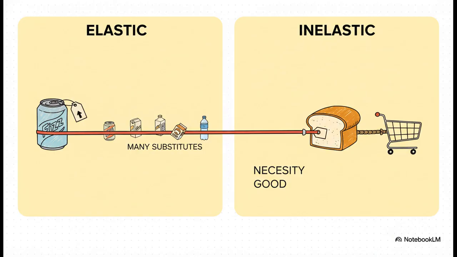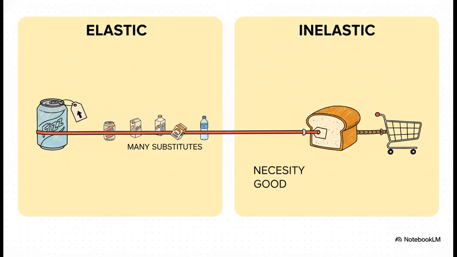This whole idea really splits into two big categories. So, on one side, you've got what's called elastic demand. Think about a can of soda. If its price goes up even just a little, you can super easily just switch to another brand, right? Sales for that soda are going to drop a lot.